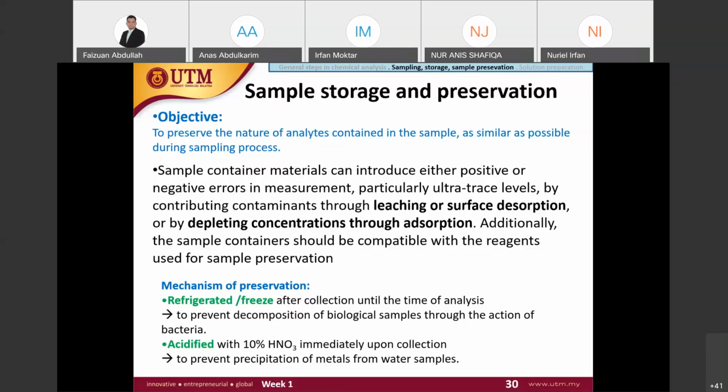All right, and then we have to acidify it with 10% of the nitric acid immediately upon collection. This is only for the metals analyte inside our sample. It is to prevent the precipitation of metal from the water sample. We want the metal. So what is the preservation technique to preserve our metals analyte inside our water sample is to put 10% of nitric acid. Remember that, right?